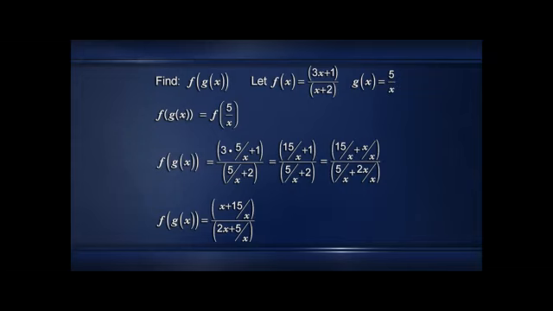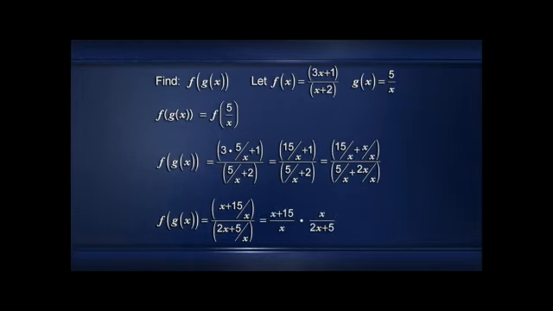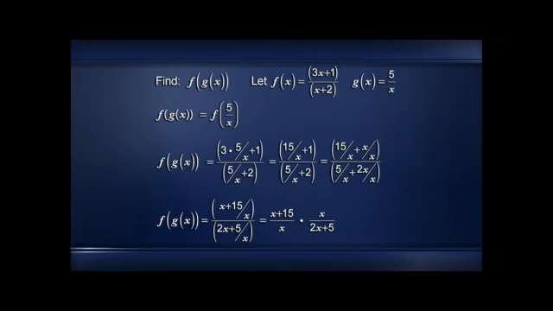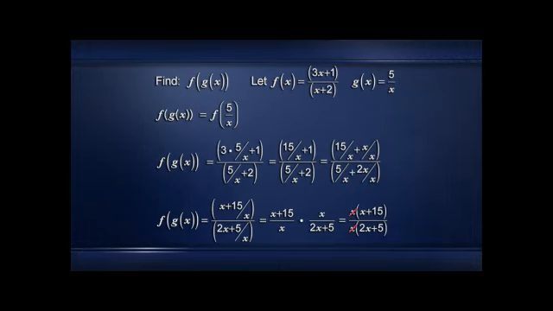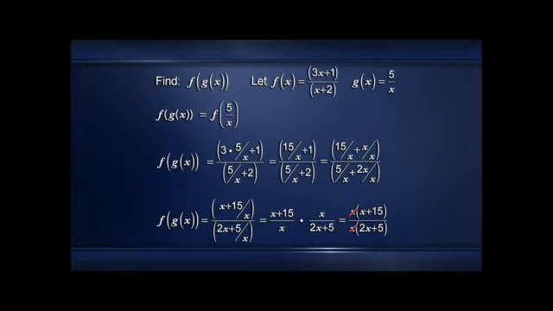And now you can take that divided by and flip over that bottom fraction and now multiply. And once you've done that and simplified a bit, you're going to have x times x plus 15 divided by x times 2x plus 5. Canceling those x's will give you x plus 15 over 2x plus 5. And that's f of g of x.